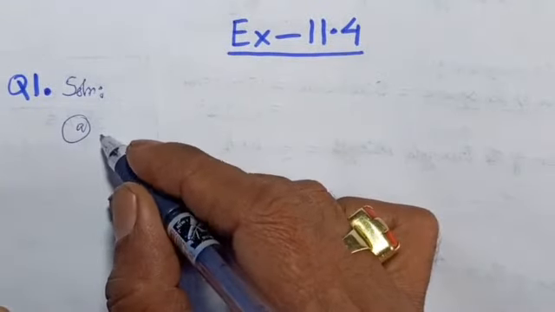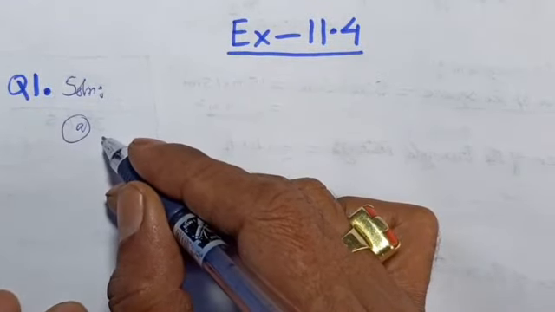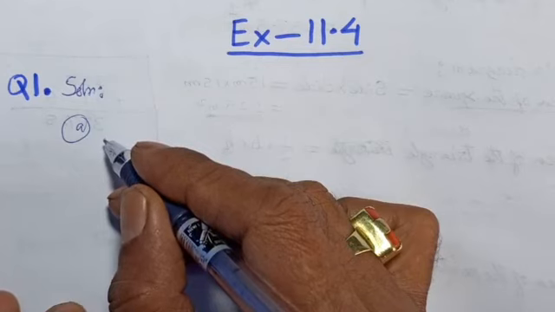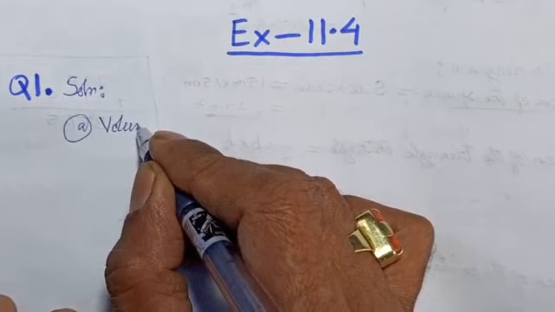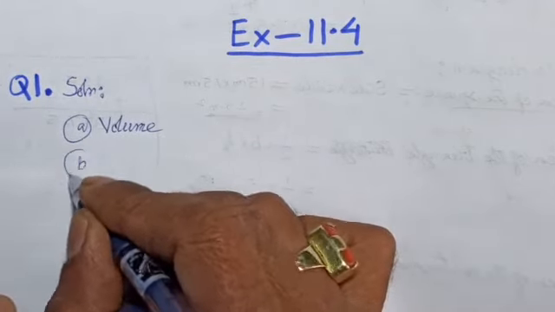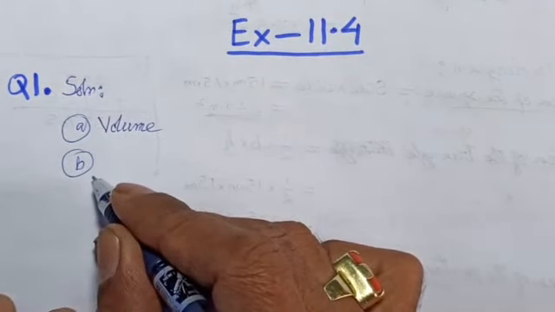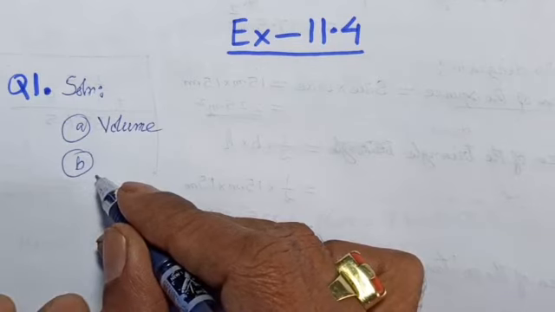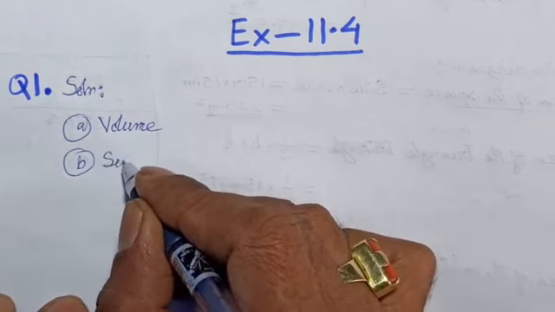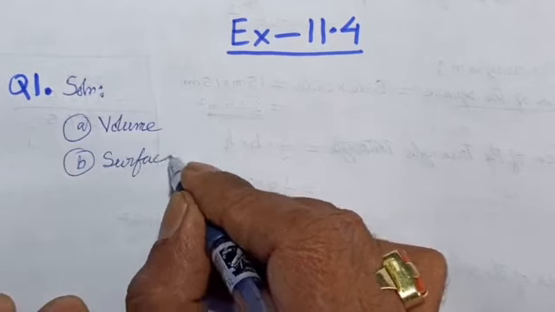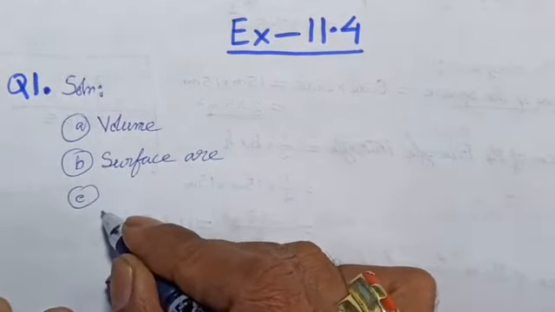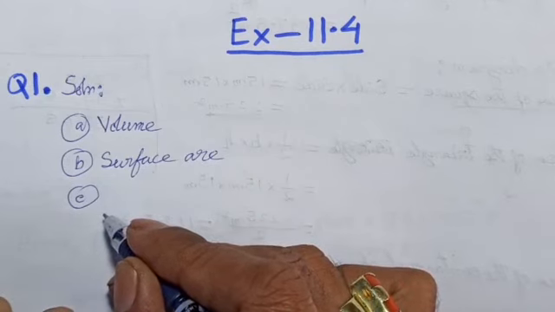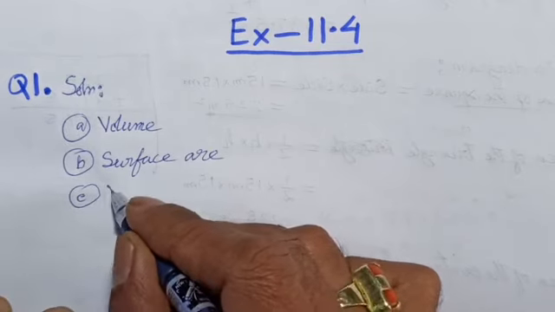So in the case of A, we have to find out how much it can hold. That is, we need volume. Now B. In this B, we have to find out the number of cement bags required to plaster it. In this case, we have to find out surface area. Now number C. In question number C, to find the number of smaller tanks that can be filled with water from it, we need to find out volume.